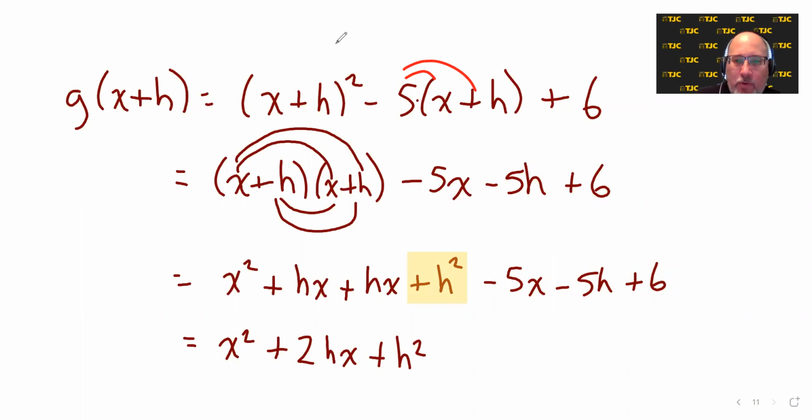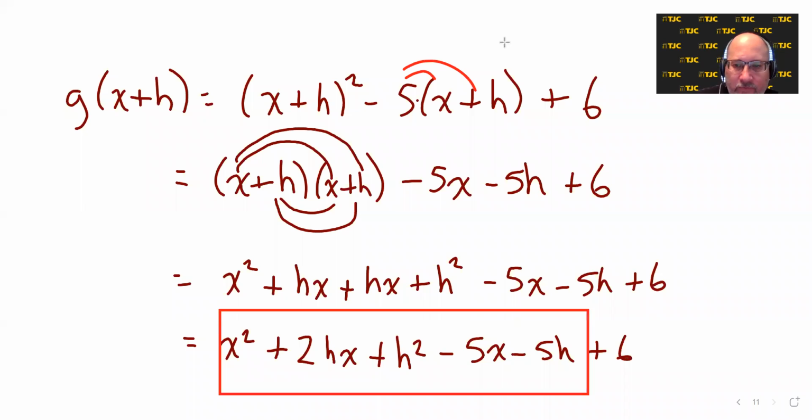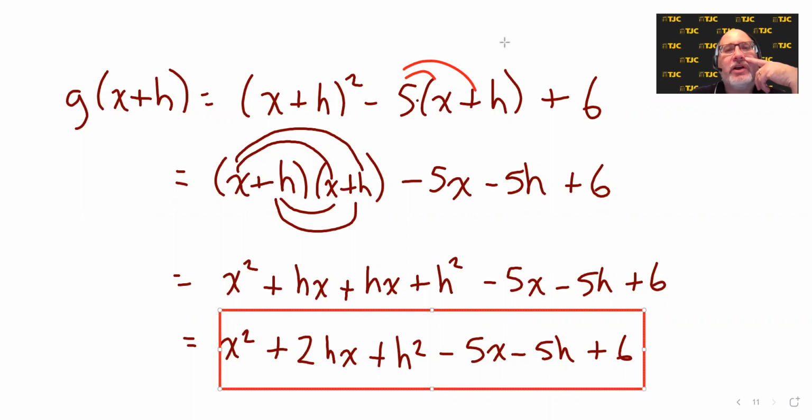So all we can do at this point is write down the rest of the terms. Minus 5x, minus 5h, plus 6. And as incomplete as it may look, that is our final answer because there's nothing left to do. So messy, but don't be surprised when you see one like that in your homework. All right, let's go pick up the comments here.